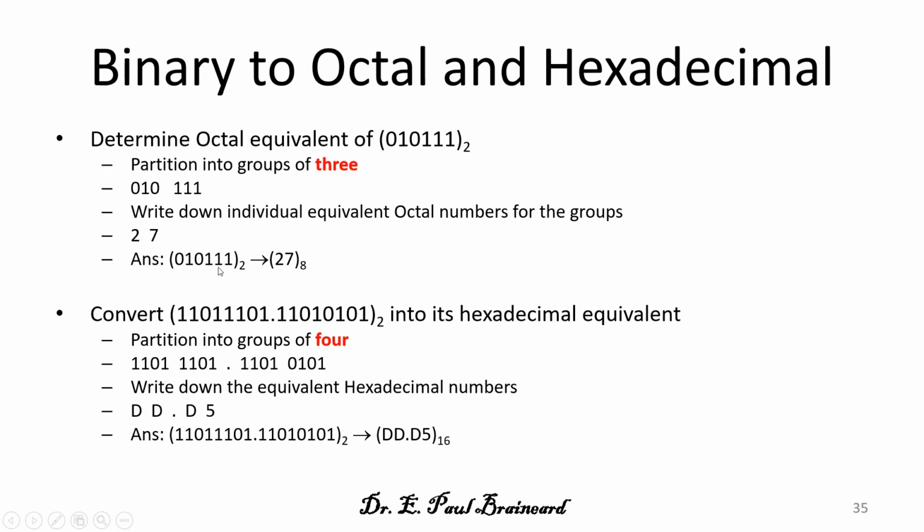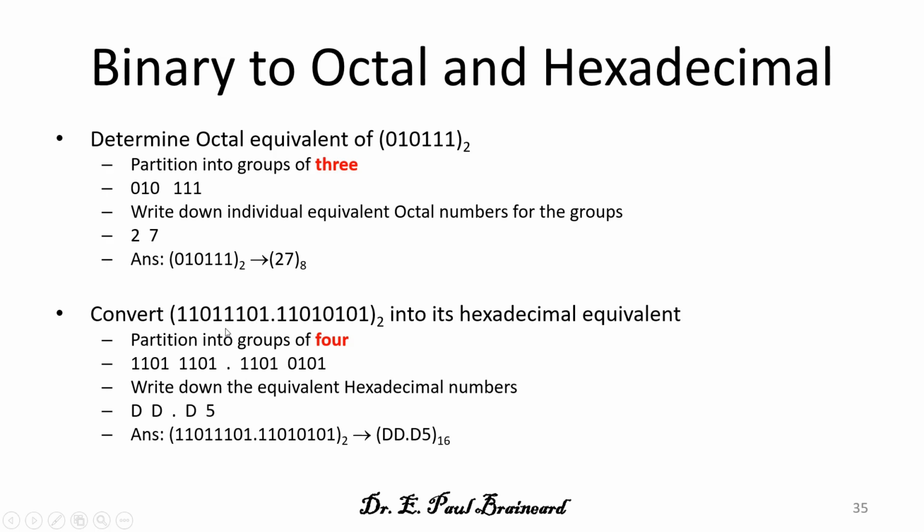Similarly, we can convert the binary number 1101101.11010101 into a hexadecimal number by partitioning this number into groups of 4. Before the decimal point, the integer part, you start from the right, and the fractional part you start from the left. Partition has to start from the right in case of the integer, and from the left in case of the fraction. So let's group them into bits of 4.